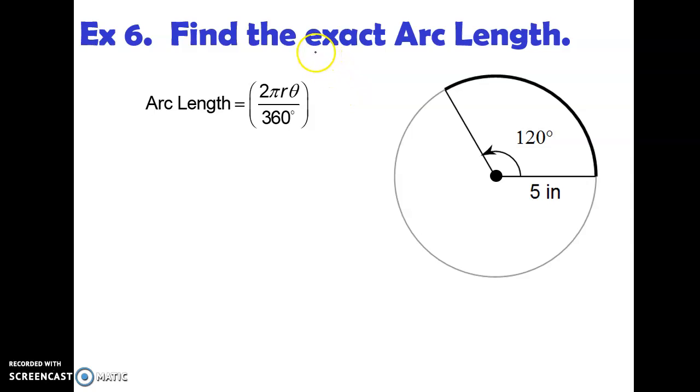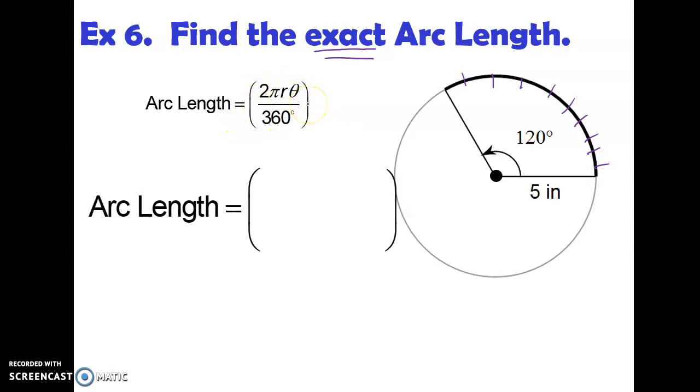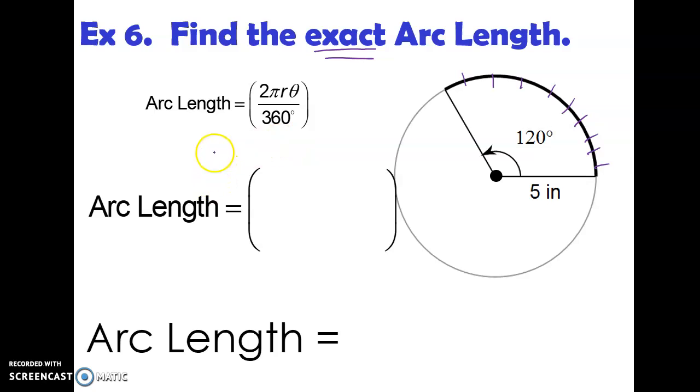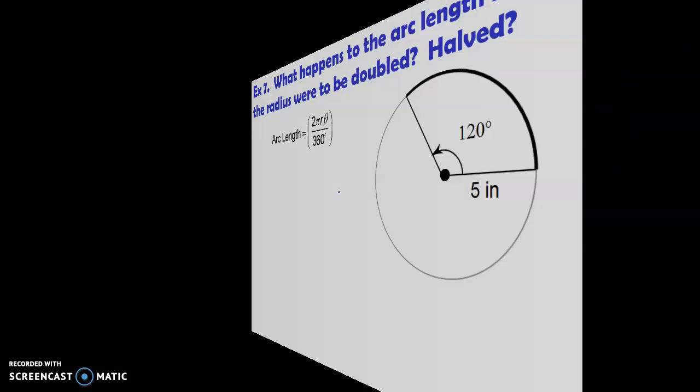Okay, now it says find the exact arc length. So our answer has to have pi in it. So here's my central angle already labeled for me. This is the arc I'm looking for the length of. I'm going to put this into the formula. So I'm going to have 2 pi times my radius of 5 times my 120 degrees, my theta, all divided by 360. Enter it into the calculator.